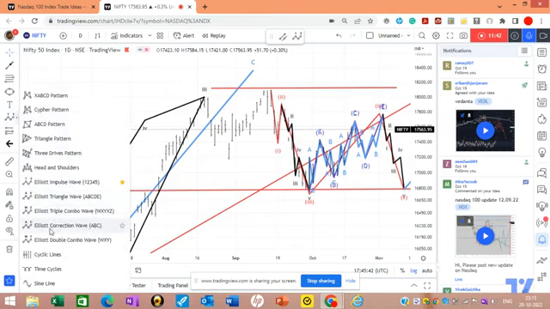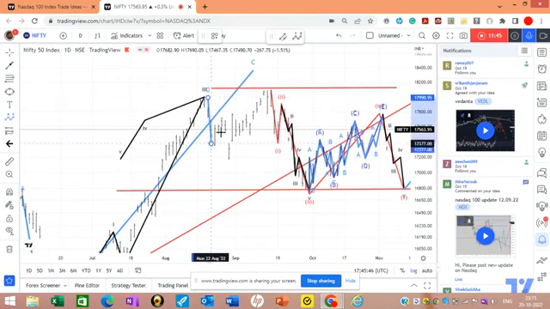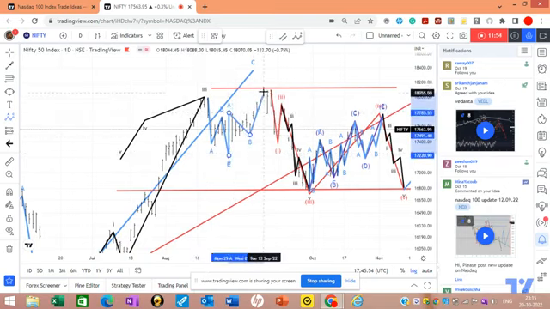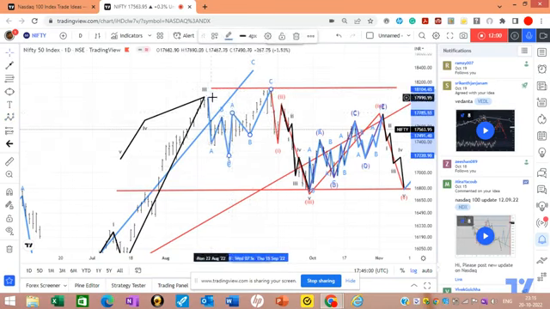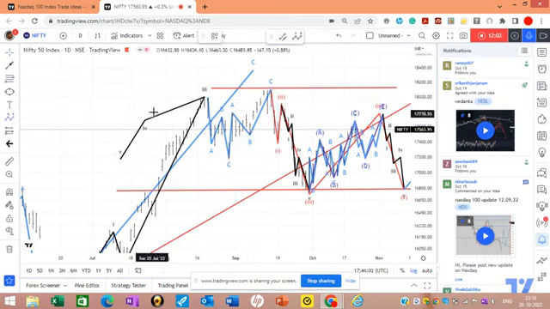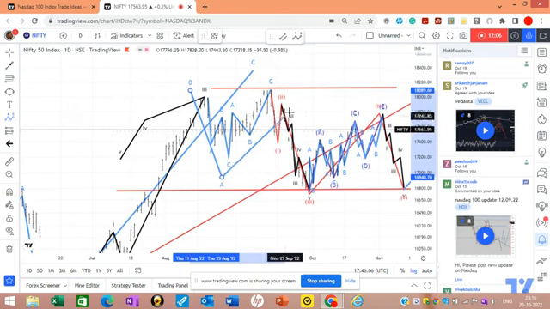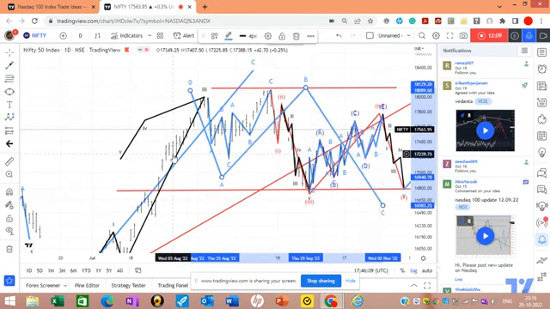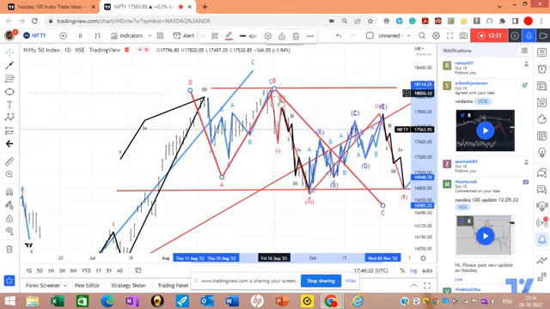How I'm going to mark it? A, B, and C. So this whole is wave A, this is wave B, and this would be wave C. Okay. So wave A is ABC, wave B is ABC, and then wave C would be a five wave decline, one, two, three, 4, and 5.